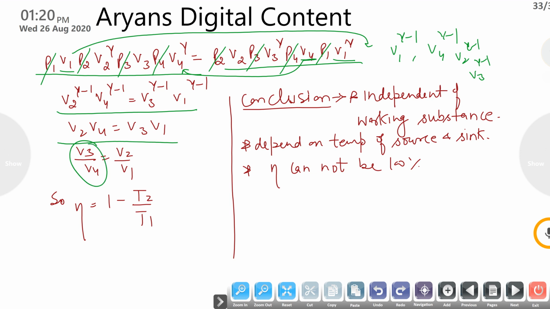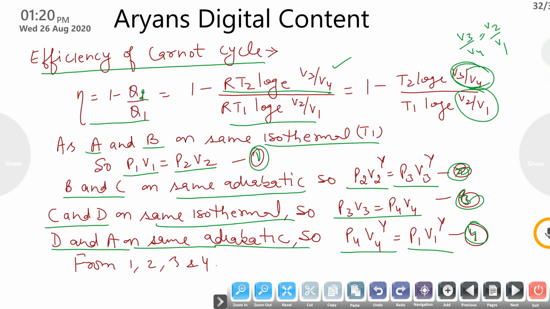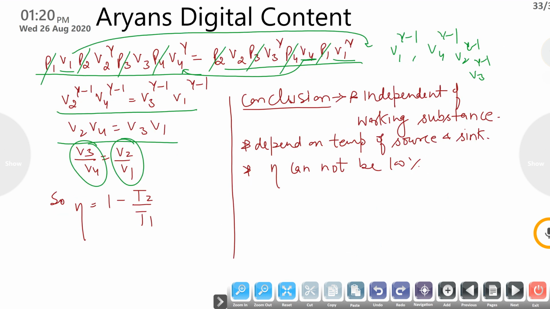Now, the ratio of V3 over V4 is equal to the ratio of V2 by V1. So, what I have proved is that these two are equal. So, this will cancel out, and efficiency will remain 1 minus T2 by T1. So, efficiency will become 1 minus T2 over T1.